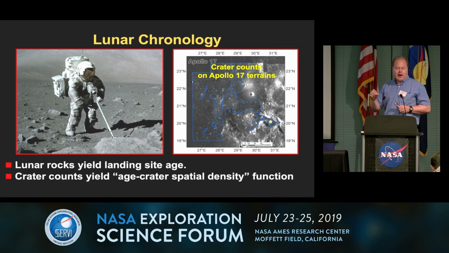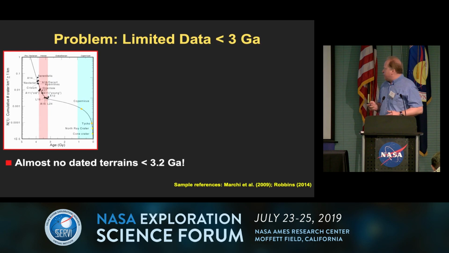And if we did this for a lot of different Apollo sites, we would ultimately get an age crater spatial density function, okay? So what that means is if you have craters on a given portion of the moon, you can use this age function to tell you how old it is. And that's what we actually did over here, and we have a number of different Apollo sites. But there are some interesting issues that have happened since this given chronological function has come up.